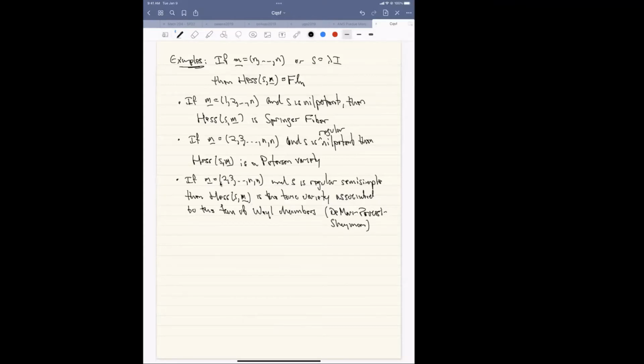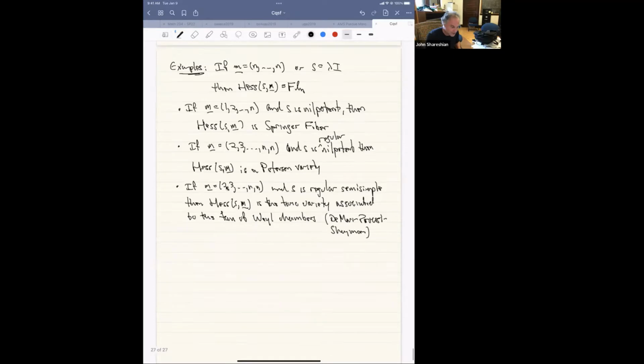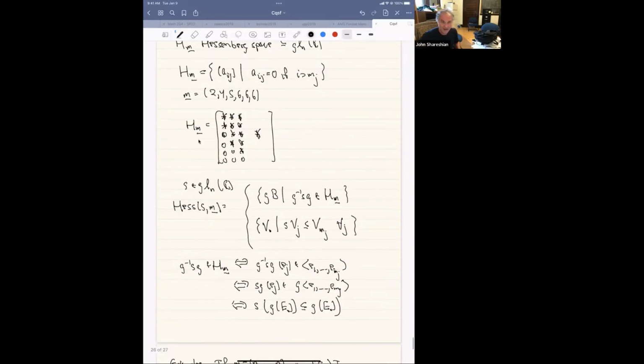The other thing I want to say is this is essentially, Teddy brought this up maybe in the first or second lecture. If m is 2, 3 up to n, then what is this matrix going to look like? It's going to be upper triangular plus the first subdiagonal, Hessenberg space, and then conjugating S so that S lives in H_M is basically putting S into Hessenberg form. And this is important in numerical linear algebra.